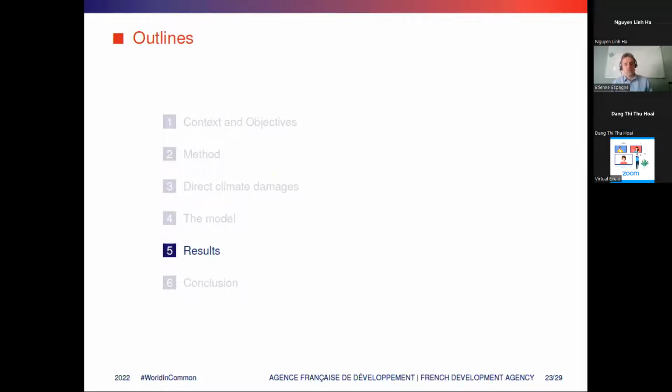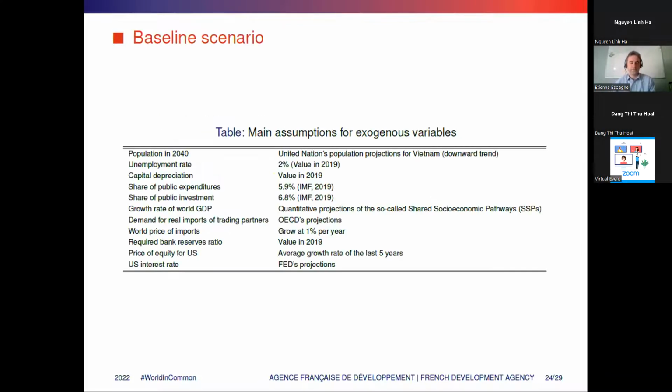Moving to key results of this exercise, we'll start with the baseline scenario, because we build a baseline scenario up to 2050 using different hypotheses that we discussed with CM, so that they're both reasonable in terms of general data availability, but also in terms of the strategy of the Vietnamese government for at least the next decade, and maybe a longer vision as well.